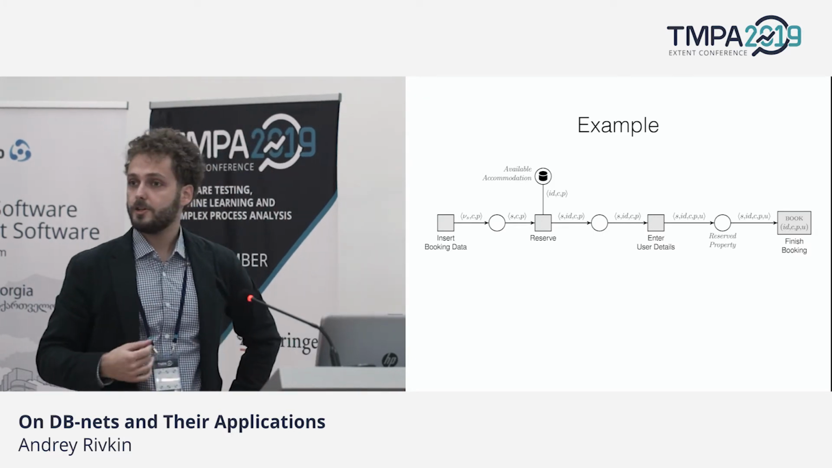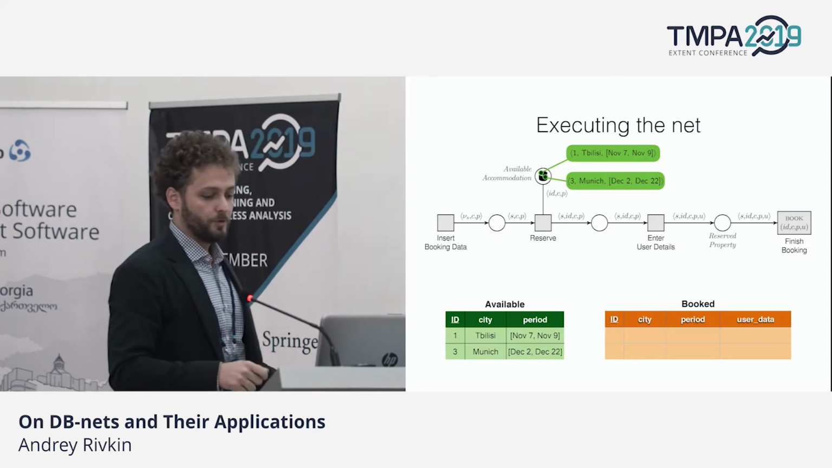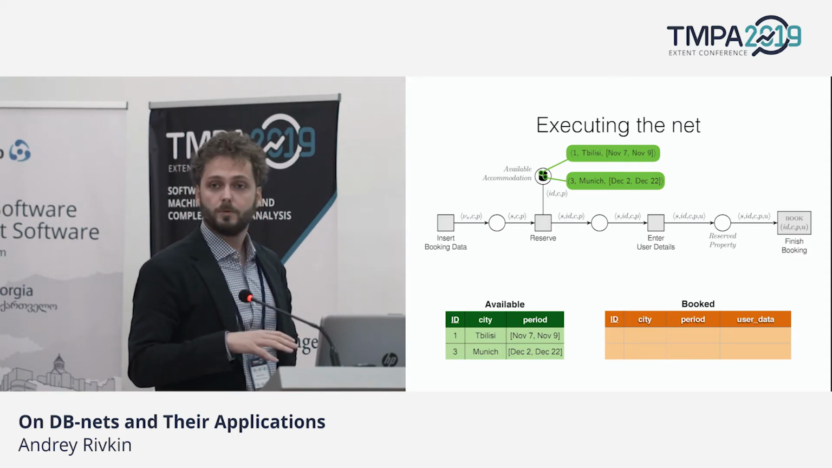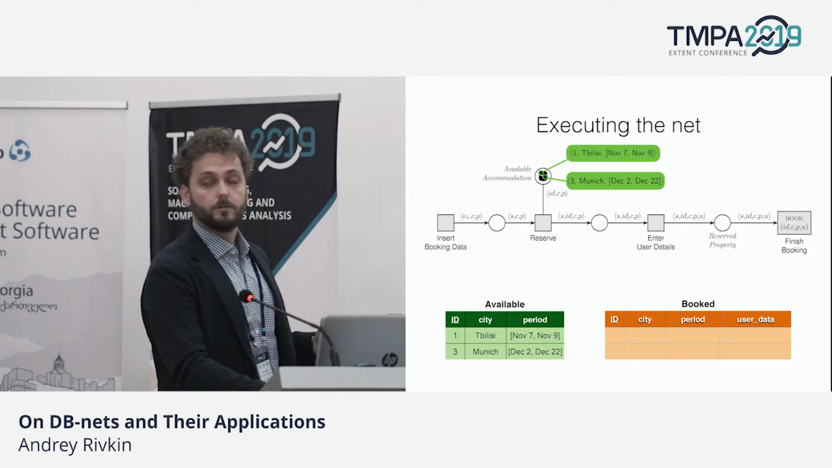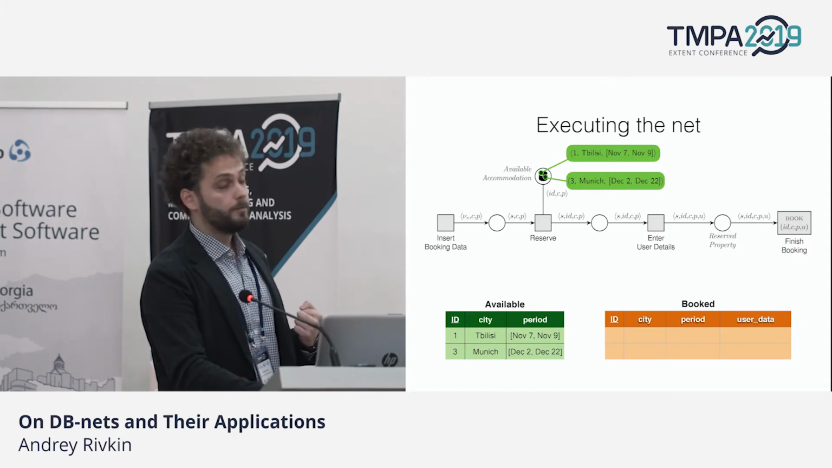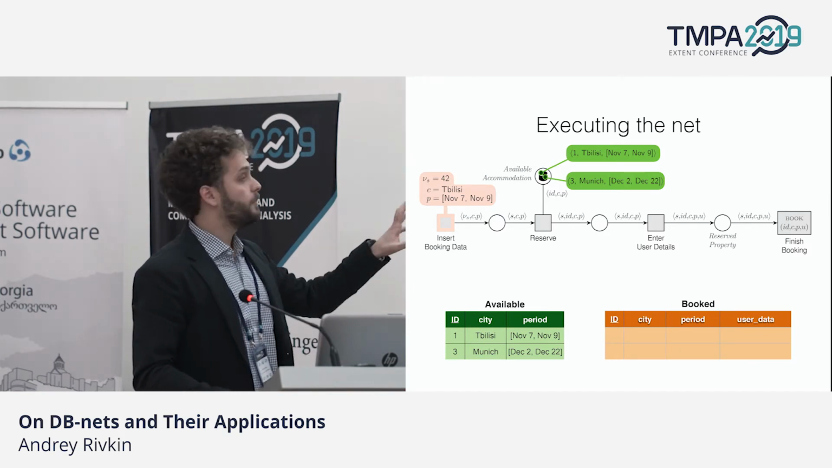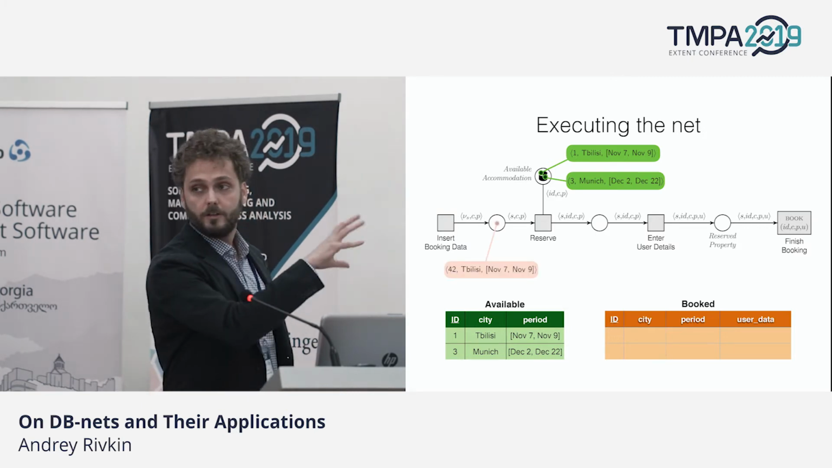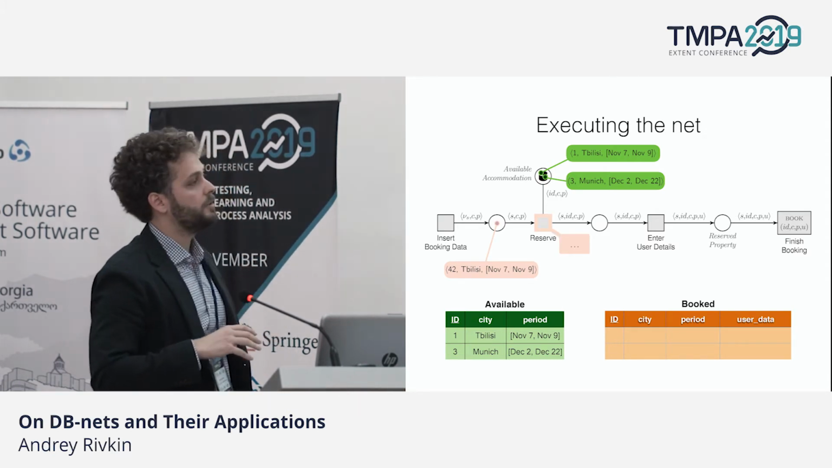Okay, so now I show you the token game. So token game, when you press transitions and move tokens in the net. So we start with that kind of setting where we have two available properties, one in Tbilisi, another one in Munich. And we say, okay, fine. So now I would like to book something in Tbilisi for the period from November 7th until November 9th. Okay, fine. I'm booking it. So I have my token here now in the place. Now I'm going to check with reserve; I'm not showing here the assignment of variables, but I think it's understandable what's going on here.